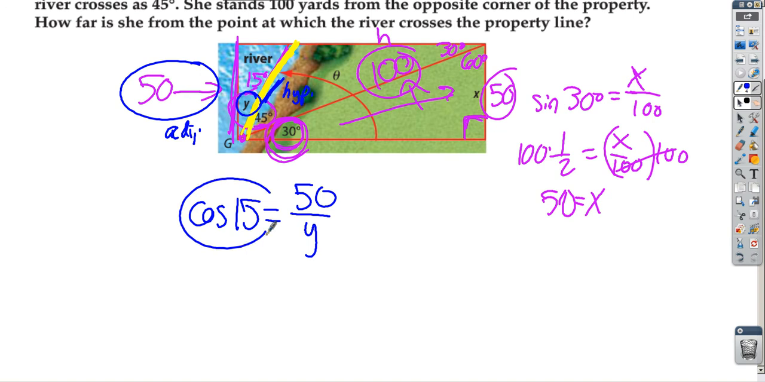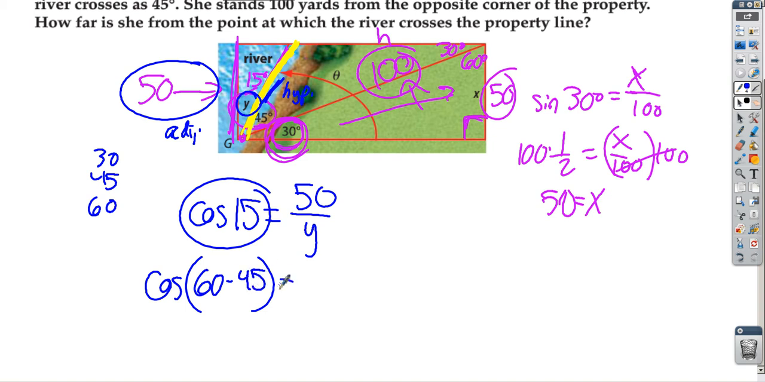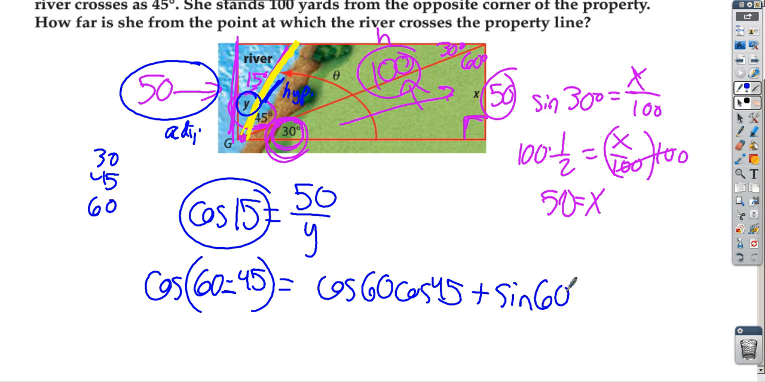Actually, let's find this first. So the cosine of 15 is the same as, how can we make 15 using these three special angles? We could do 60 minus 45, that would work. And let's expand that. So the formula for cosine is cos cos, and because there's a minus here, the formula says that we're supposed to put a plus right here, plus sine sine. And then let's just simplify that.